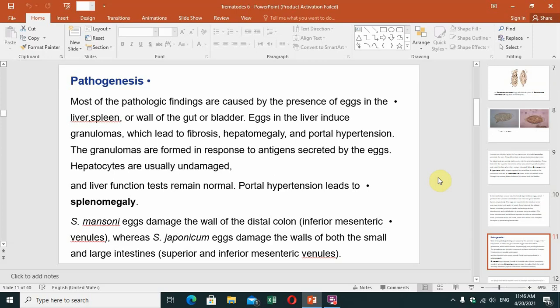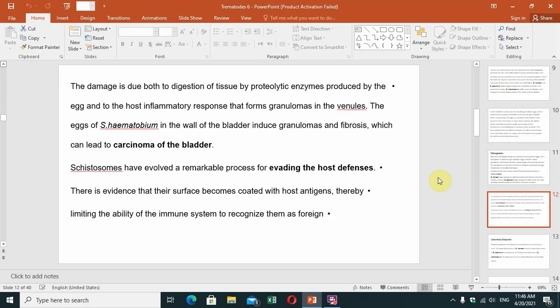Schistosoma mansoni eggs damage the wall of the distal colon and inferior mesenteric venules, whereas Schistosoma japonicum eggs cause damage to the wall of both the small and large intestine, the superior and inferior mesenteric venules. The damage is due to both the digestion of the tissue by a proteolytic enzyme produced by the egg and the host inflammatory response that forms granulomas in the venules.